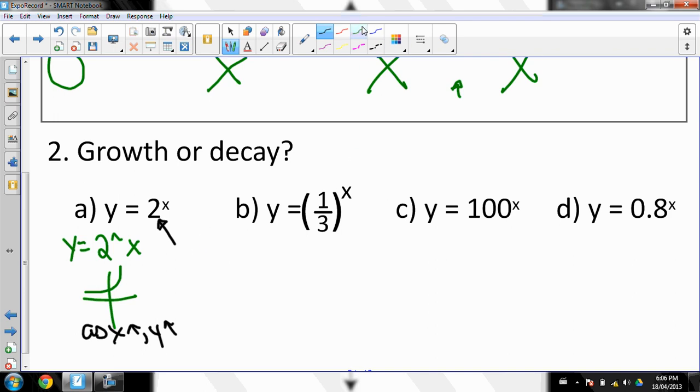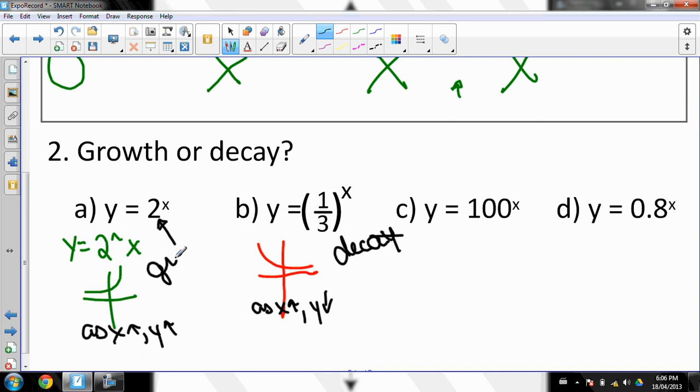Any number that is a fraction as a base will give us exponential decay. The reason this is called decay is because as x increases, y decreases. As I move to the right on x, I wind up moving down on y. Notice you will never get a negative value on your basic exponential functions. You may when we start shifting them, but not today. So this is decay. Our first one was growth, by the way.